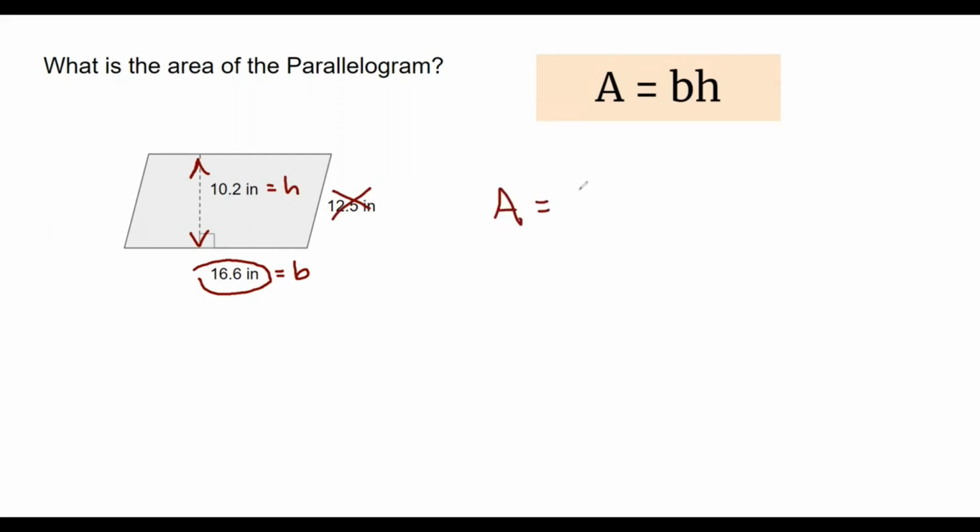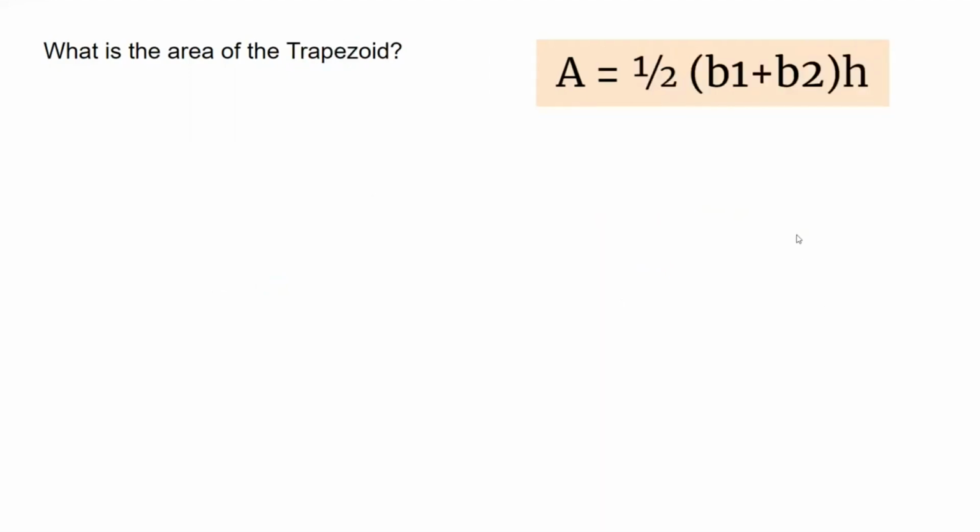Area equals our base of 16.6 times our height of 10.2. Put that in your calculator, and you should get the answer of 169.32. Okay, the last new shape is what is the area of a trapezoid?